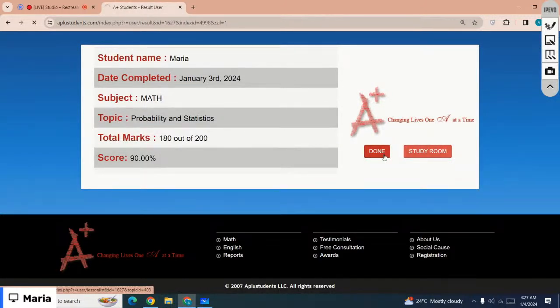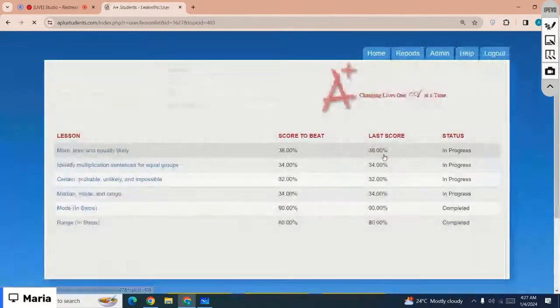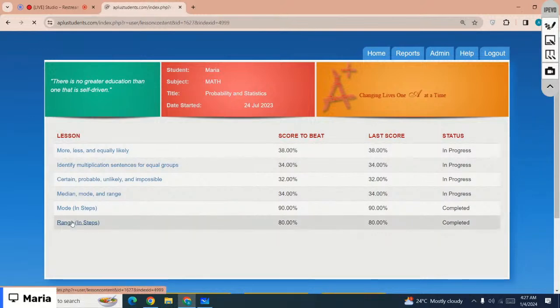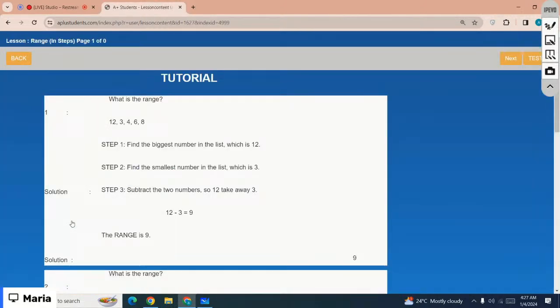And the next lesson is the range. So what is the range? The range is the difference between the smallest and the greatest number in the given data, right? So you have to find two things from the given data: the smallest number and the greatest number. For example, the greatest number is 12 and the smallest number is 3, right? So the range is 12 minus 3, that is 9.